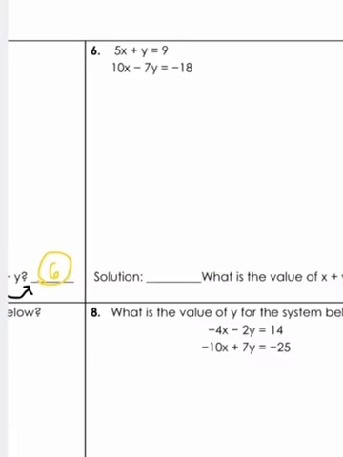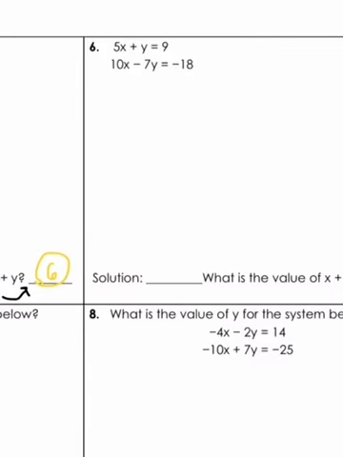All right, our second one. We are going to try to get one of the variables the same. Up to you. I think I'm going to try to make the top one. I'm going to change it so that the y's are the same, so I have to multiply by 7. Distribute. And then we're going to bring our second one over. It didn't change.